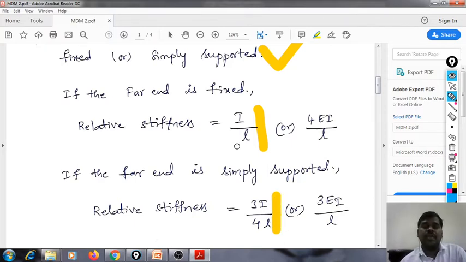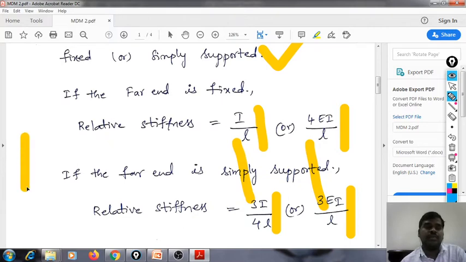You can use I by L and 3I by 4L for the same problem, or you can also use 4EI by L or 3EI by L. You can use these two formulas or you can use these two formulas. For that, I will show you with an example.